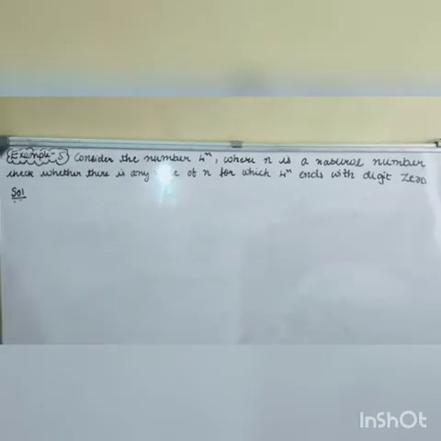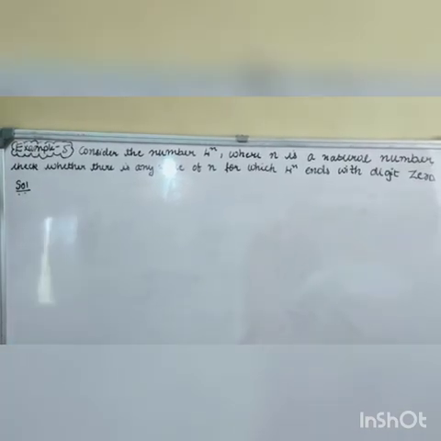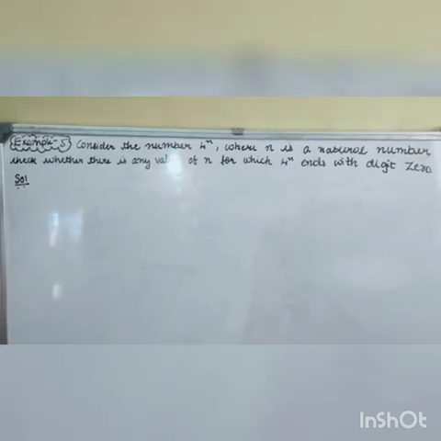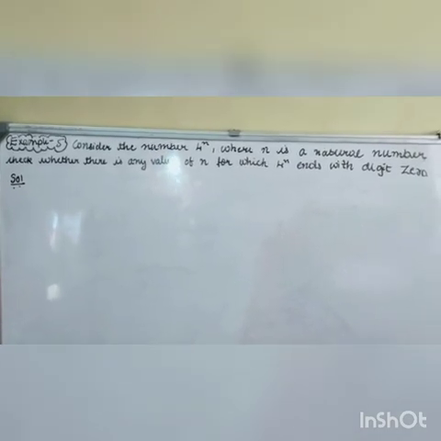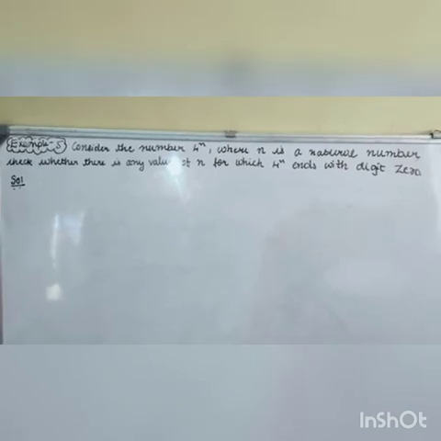Hello everyone, welcome back. Today we are going to learn example 5, real numbers. Now let's read the question. Consider the number 4^n, where n is a natural number. Check whether there is any value of n for which 4^n ends with digit 0.